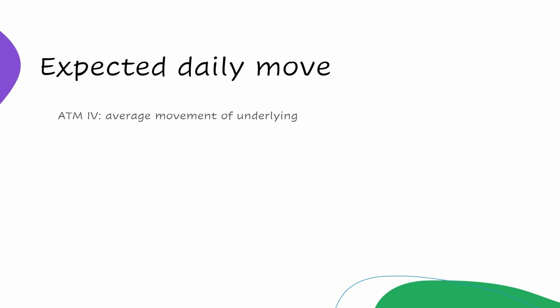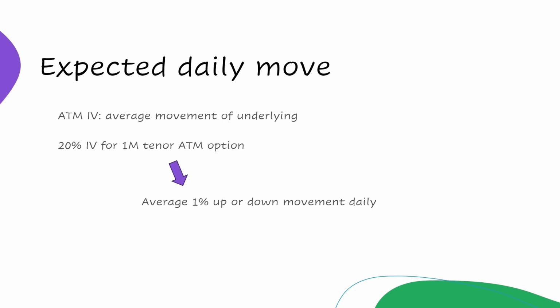At the money implied vol represents the average daily movement of underlying during the tenor of option. For example, 20% implied vol for a 1 month at the money option translates to average 1% up or down daily movements for upcoming 1 month.